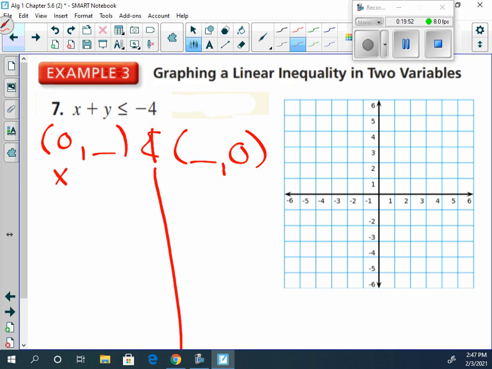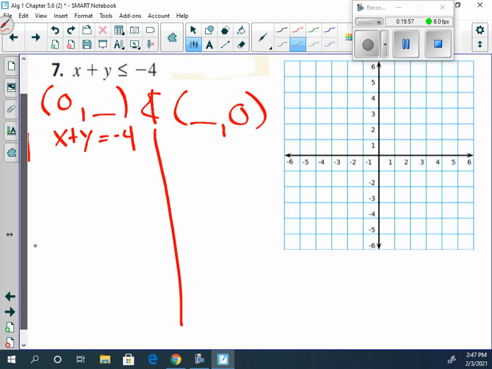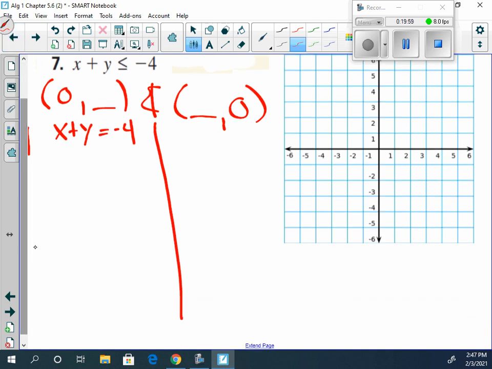Now using the equation x plus y, and we'll set it equal to -4. Well, the first one I'll do is find the value of y. So we're going to plug in 0 for x. So if I plug 0 in for x, we have 0 plus y is equal to -4. Well, that's just saying that y is equal to negative 4. So our first point for this here will be 0, negative 4.